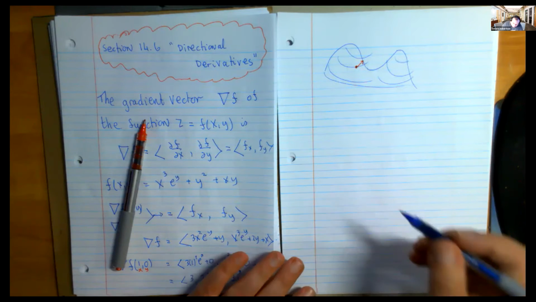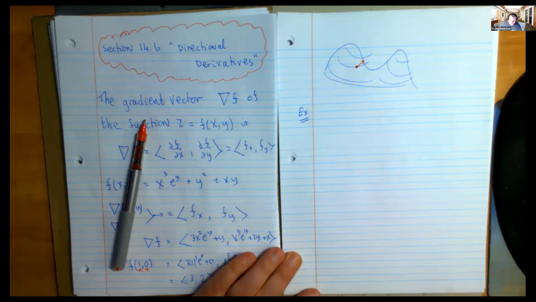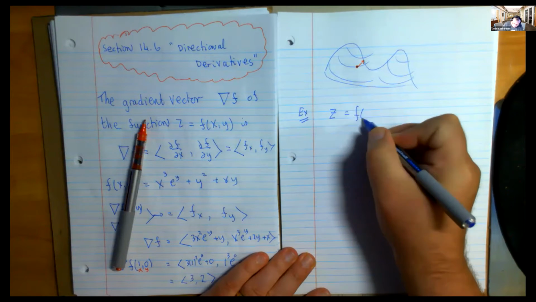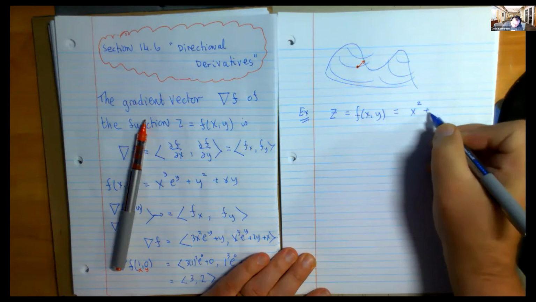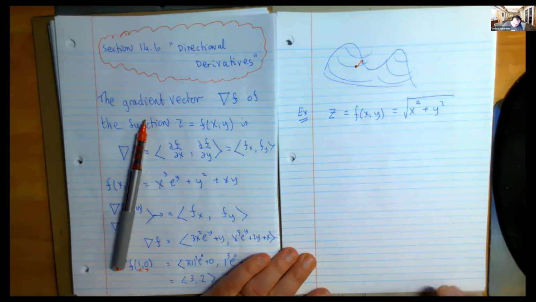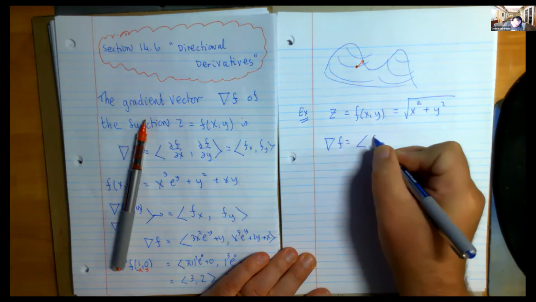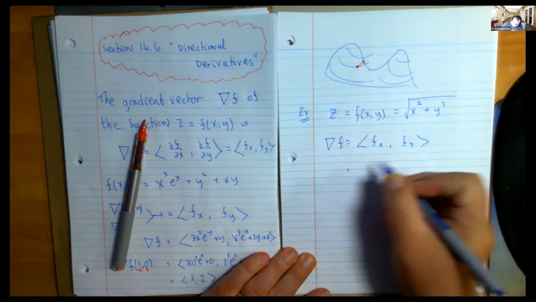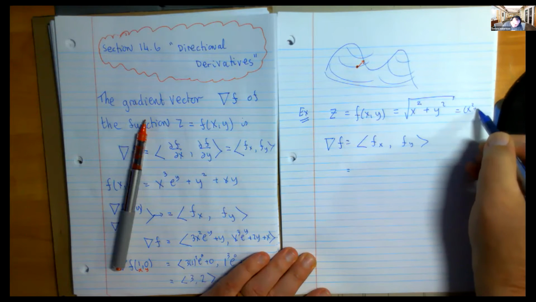Let's do a couple more examples of just calculating gradients, and then we'll see what that looks like. So suppose I have a function and it's x squared plus y squared, and it's inside the big square root. Then its gradient vector. Well, if you're going to do this question, you probably should write it like that.